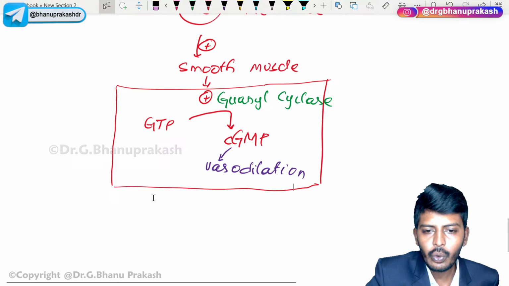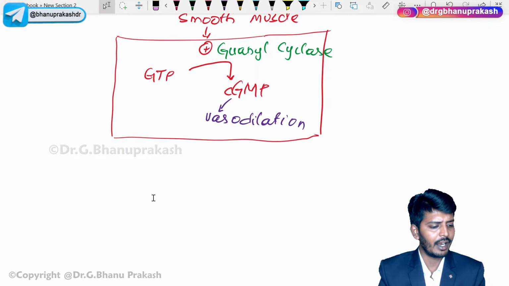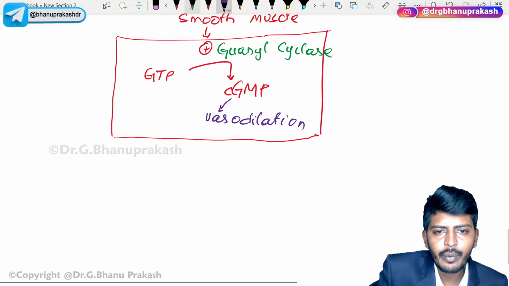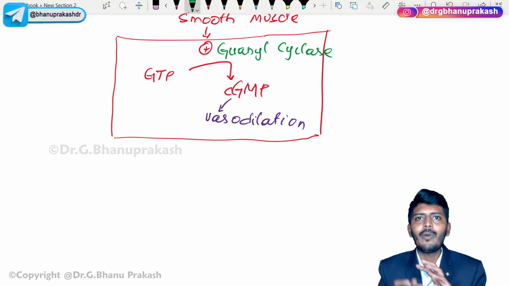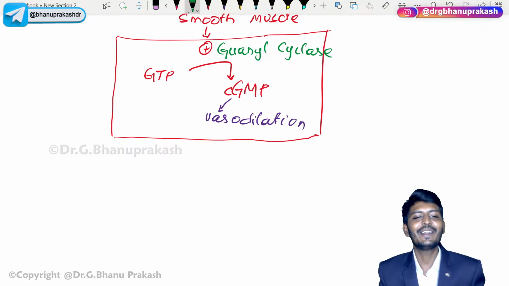So let's continue. That is your vasodilation. If vasodilation has occurred, now we are going to get one question. What is that? Sir, you only told vasodilation is not the main mechanism, but you are explaining about vasodilation. So listen to me here.